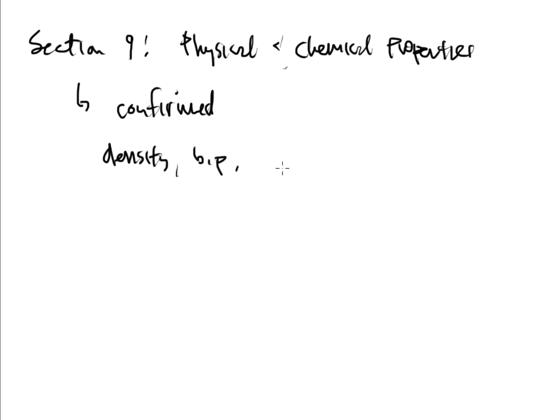We're looking at boiling points. We're looking at melting points. We're looking at formula weights or molecular weights. Both of those are kind of interchangeable now. But those are the types of things that we're looking for. Solubility.